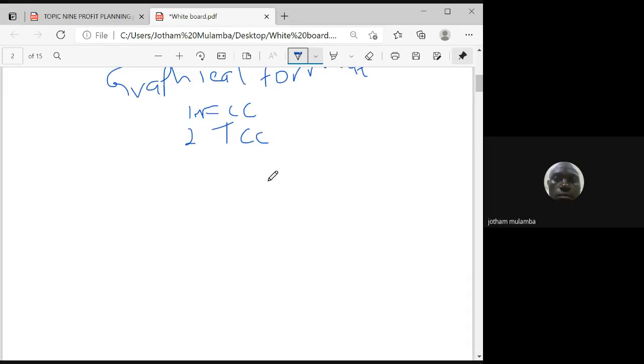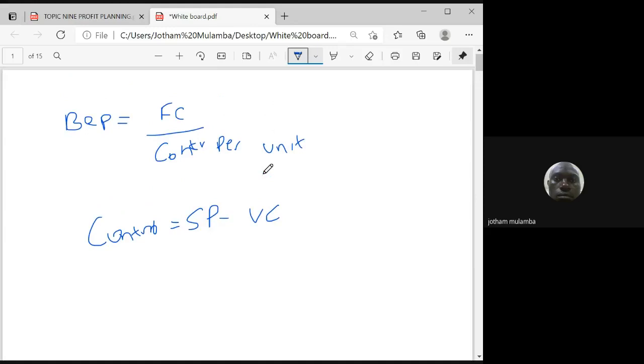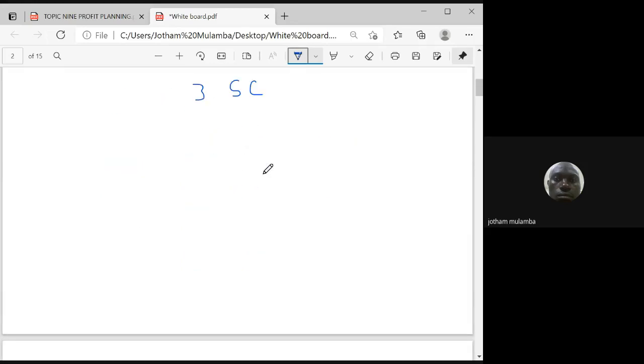Then the third curve we'll do is the sales curve. And the sales curve, within the formula, again from the break-even point, you can see we have a selling price. So in that case, we'll come up with the sales curve to represent that selling price. We are still going to use the formula we have for break-even point, only that now we are going to use it in coming up with a graph. And this is how that graph will look like.